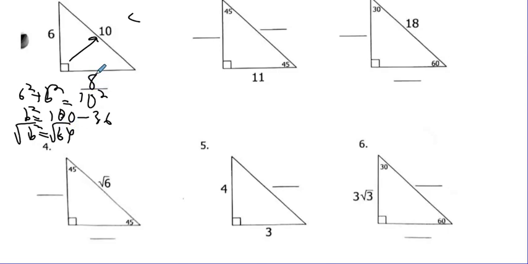Now, on number 2, we have 45, 90. These are equal to each other. So if that's 11, that's 11. And how do we go to the hypotenuse? Simply tack on a root 2.